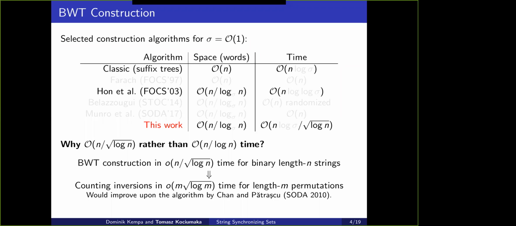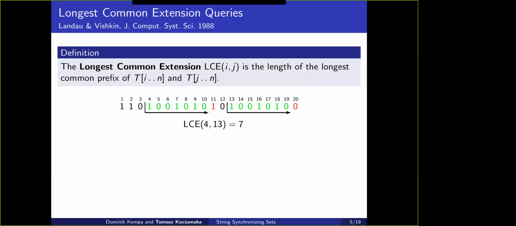And I'll come back to BWT construction later in the talk, but let me also introduce the other result regarding LCE queries. So you've heard about LCE queries already yesterday during Shai's talk. LCE queries ask for the length of the longest common prefix of two suffixes of a given text that you can pre-process, you can build a data structure on top of.